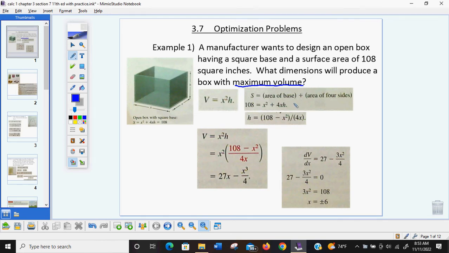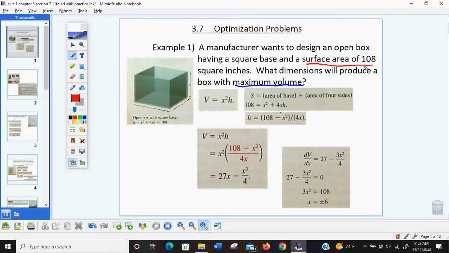The first thing you want to do is look for what's given. So we know we're going to have a box with a square base. We don't know what the sides are, so we'll just call them X, and we don't know what the height is, so we'll call that H. So you can draw a picture. Now it's an open box, so it doesn't have a top. So this is what our picture would look like. We also know the surface area is 108 square inches, so that's another hint that they gave us.